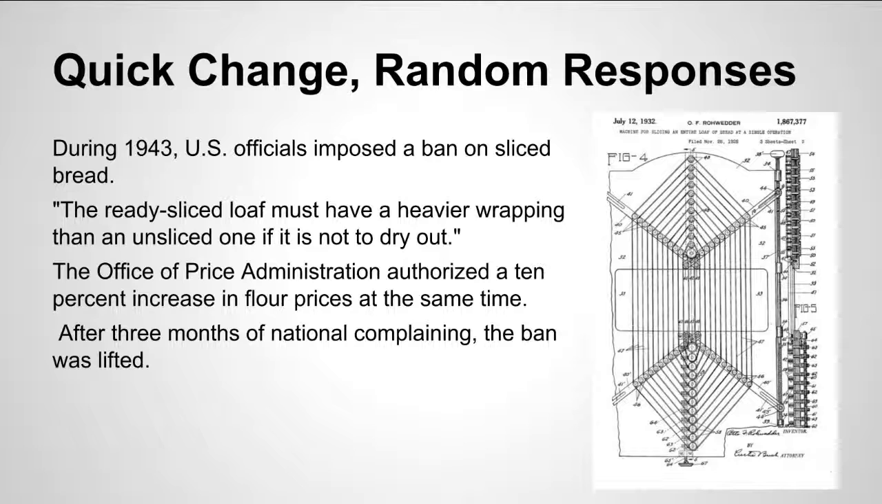And then after 3 months of everybody in the United States complaining that sliced bread saved time, saved labor, helped keep bread fresh longer, soft longer, so less was wasted. After about 3 months of national complaining, the ban was lifted. So this is an example of function not being valued properly, not being sold by engineers in a way that pinpointed its goodness to the human species.